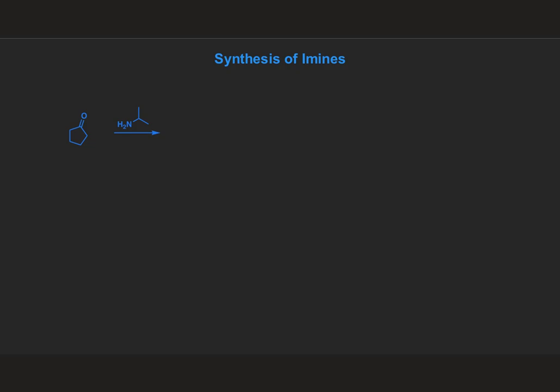In this reaction, we're going to look at the reaction of carbonyl compounds with amines. In this case, we're looking at a ketone, cyclopentanone, with a primary amine. This is a primary amine because that nitrogen has two N-H bonds.